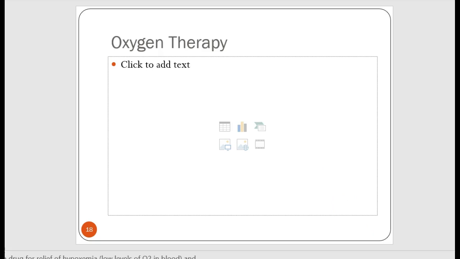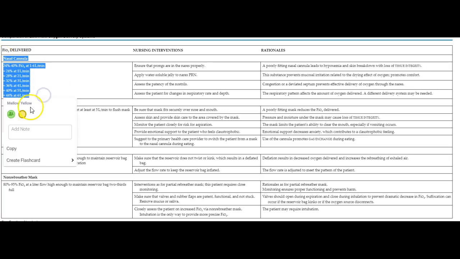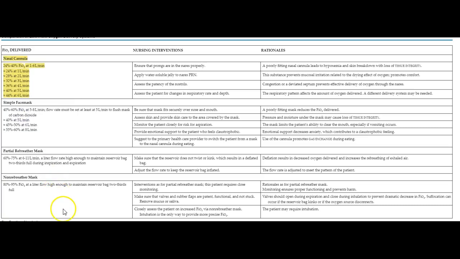And then we're going to talk about some oxygen. As we talk about oxygen, this is the FiO2 delivered. This is very important. I will cut this area out right here for your nasal cannula, so you'll know how much percentage of oxygen your patient is getting. Okay, that is very important.